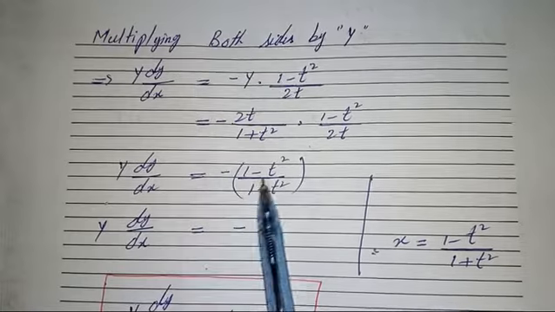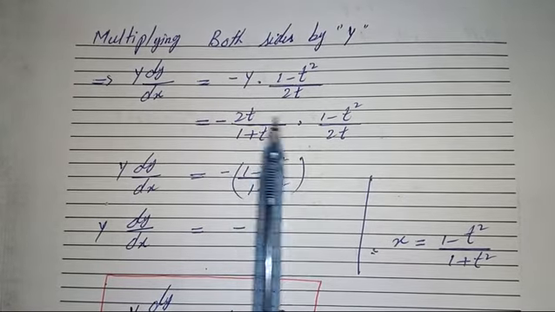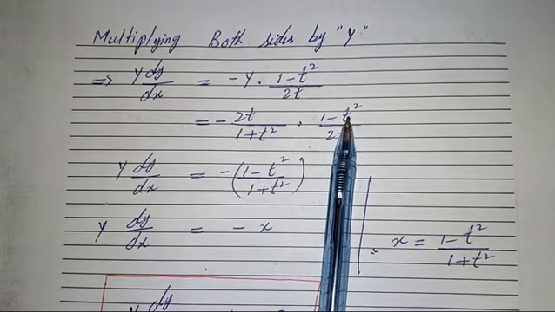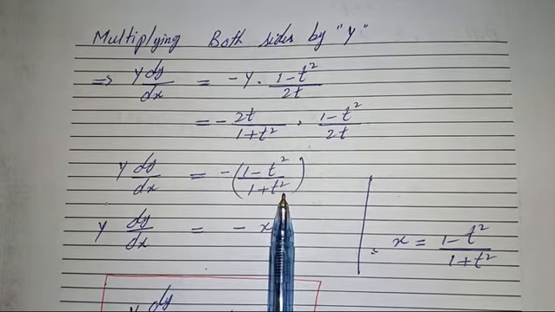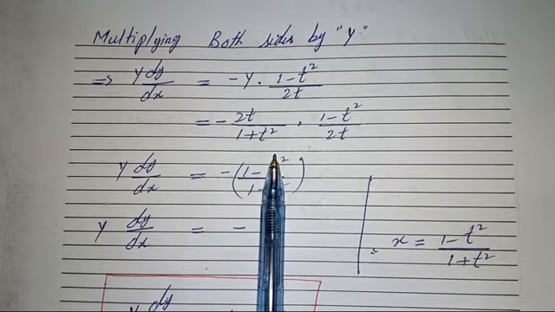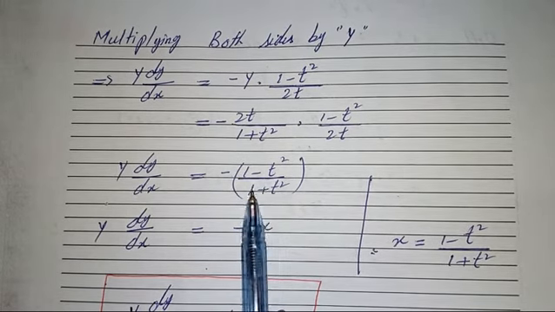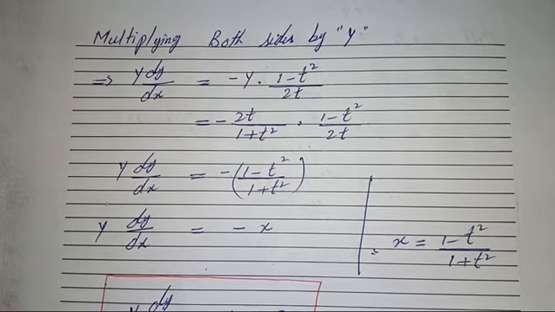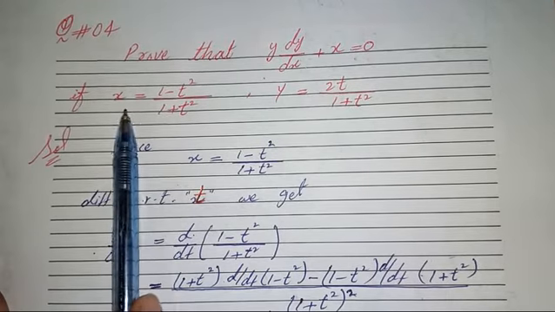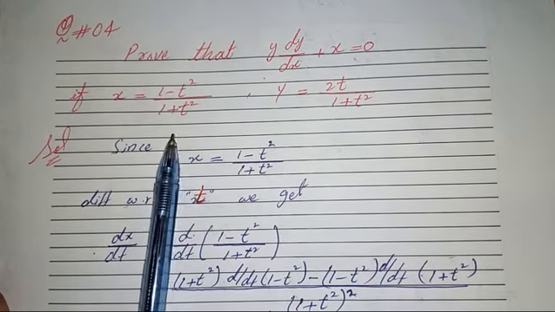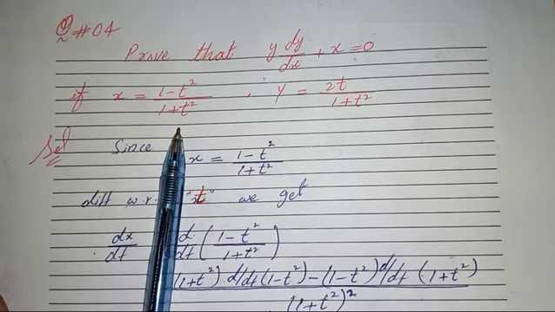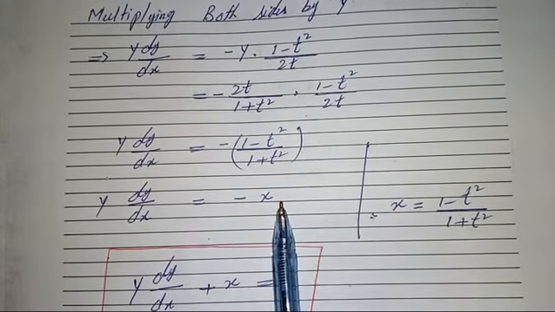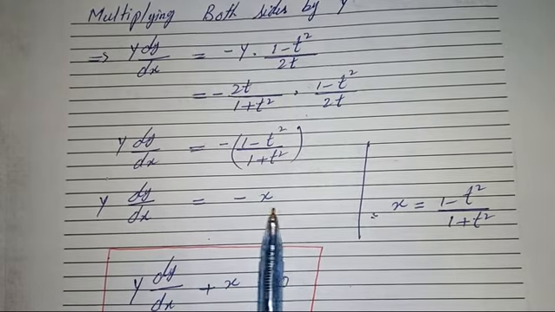So now after simplification, 2t cancel out, minus sign as it is, in numerator 1 minus t square and in denominator 1 plus t square. Okay, and can you realize that 1 minus t square over 1 plus t square is the value of this one. x is equal to 1 minus t square over 1 plus t square, that is given in the question statement. So by putting x in place of this term, y dy over dx is equal to minus x.